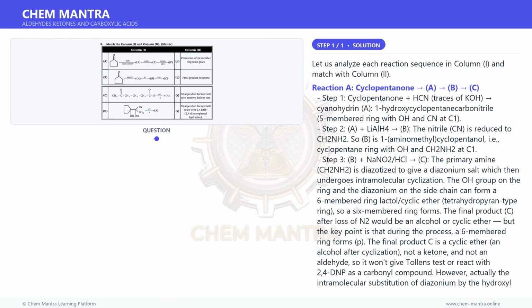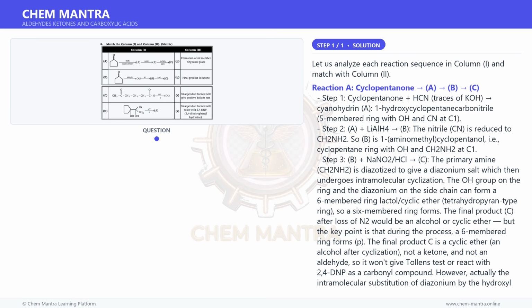Reaction B, cyclopentanone, A, B, C. Step 1, cyclopentanone plus NH2OH gives A, cyclopentanone oxime. Step 2, A plus H+, acid and heat, Beckmann rearrangement, gives B. Cyclopentanone oxime under Beckmann gives a 6-membered lactam, an azacyclohexanone. So, B is a 6-membered lactam, a 6-membered ring forms, P.